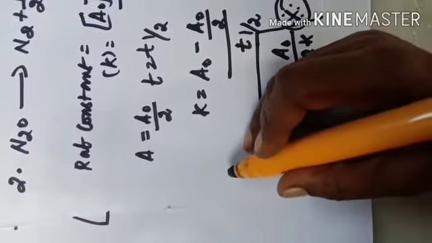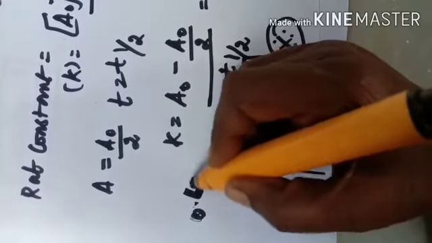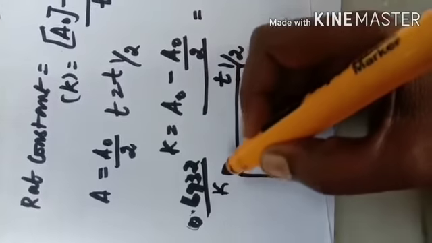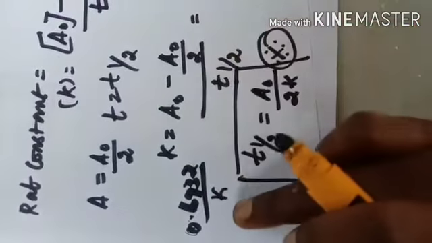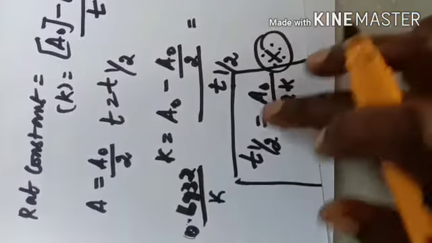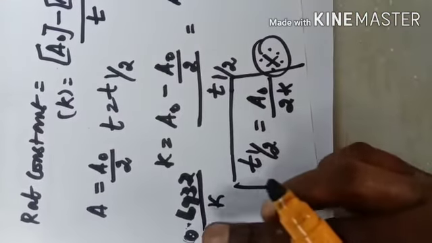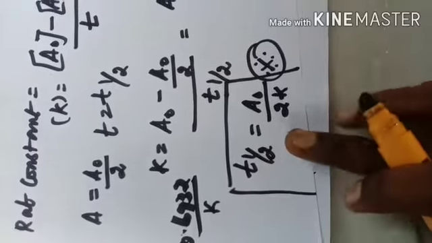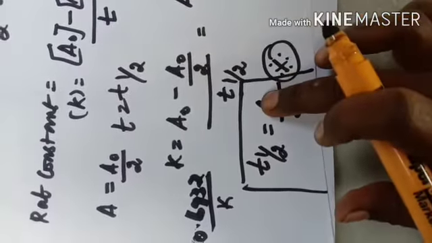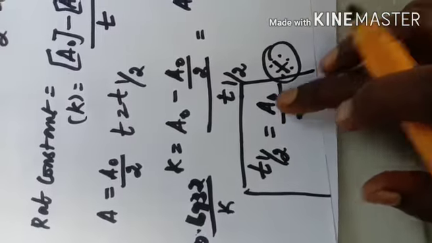The half-life period for the first order reaction is 0.6932 divided by k. But the half-life period for the zero order reaction is A naught divided by 2k. From these two equations we came to know the half-life period of the first order reaction is independent of the initial concentration, but the half-life period of the zero order reaction is dependent on the initial concentration. That means it is directly proportional to the initial concentration of the reactant. Thank you.